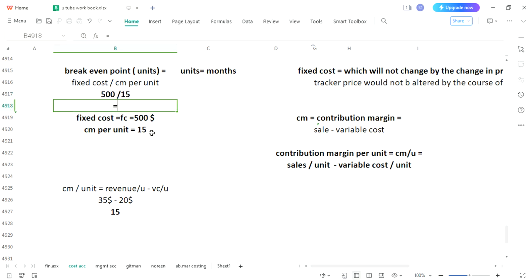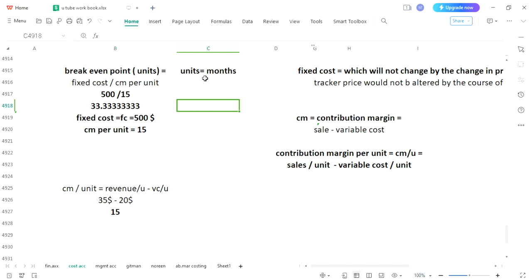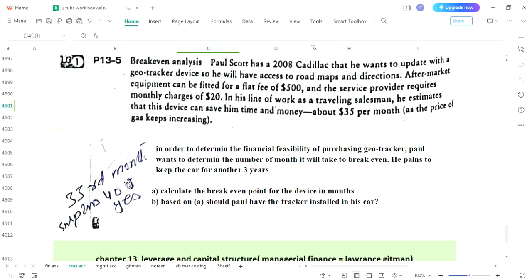Finally, we can calculate our answer, 500 divided by 15. So we have got 33. It's what? Units. Since we have put the formula of break even in units, here are months. So finally we can say that these are break even months. Let's go back to the question and see what it is. This is the first part of the question, and look over here. The answer is written 33rd month. That would be the month where Paul will get break even.